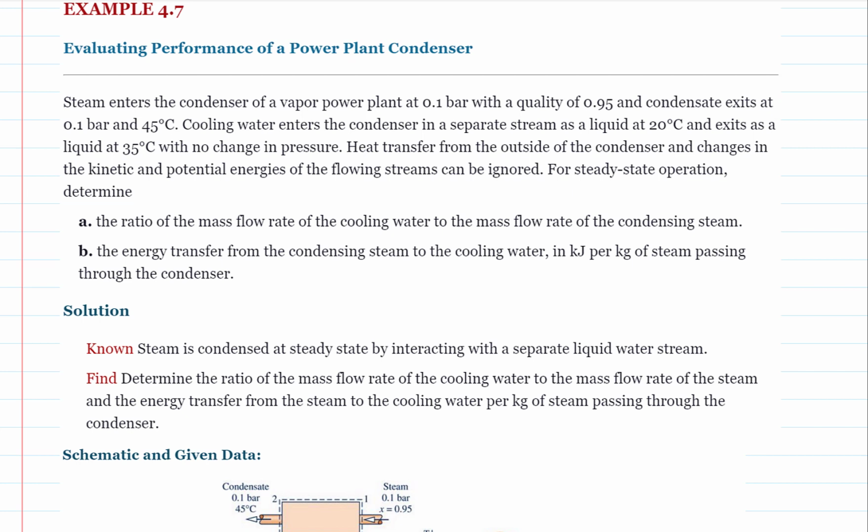Heat transfer from the outside of the condenser and changes in the kinetic and potential energies of the flowing streams can be ignored. So there is no heat transfer between the heat exchanger and the surroundings, so Q dot drops out, and the kinetic and potential energy changes are negligible. For steady state operation, determine the ratio of the mass flow rate of the cooling water to the mass flow rate of the condensing steam. Also determine the energy transfer from the condensing steam to the cooling water in kilojoules per kilogram of steam passing through the condenser.